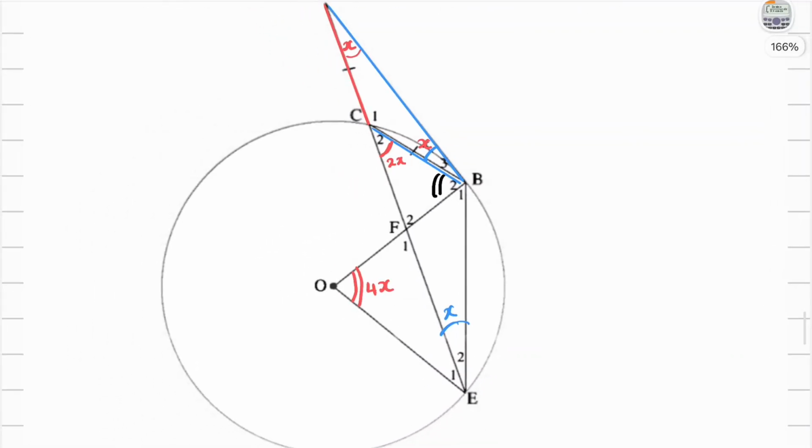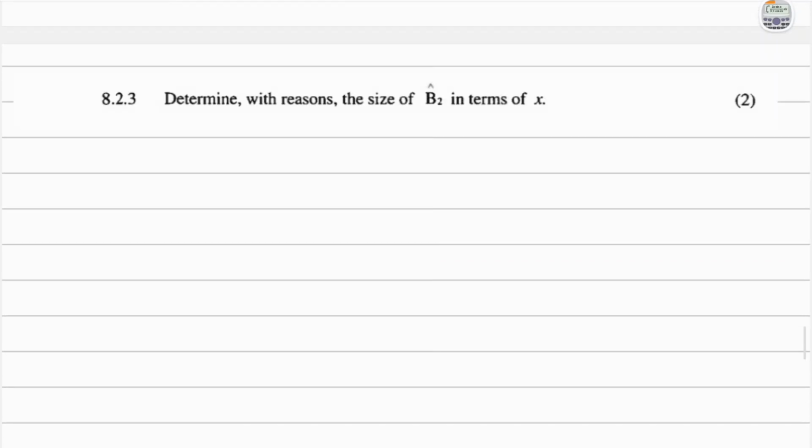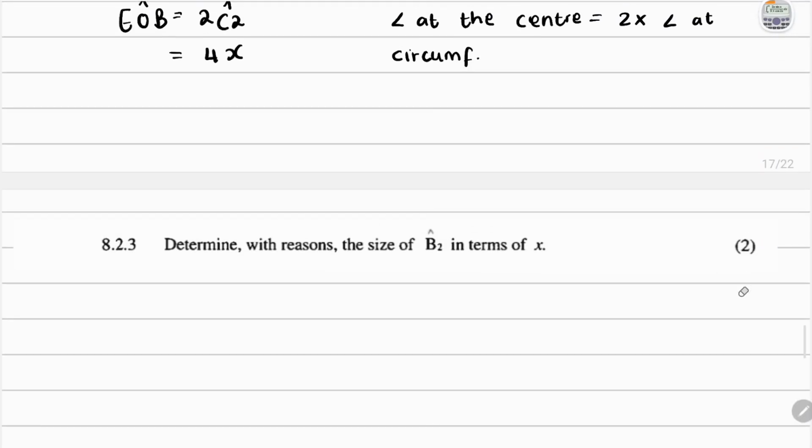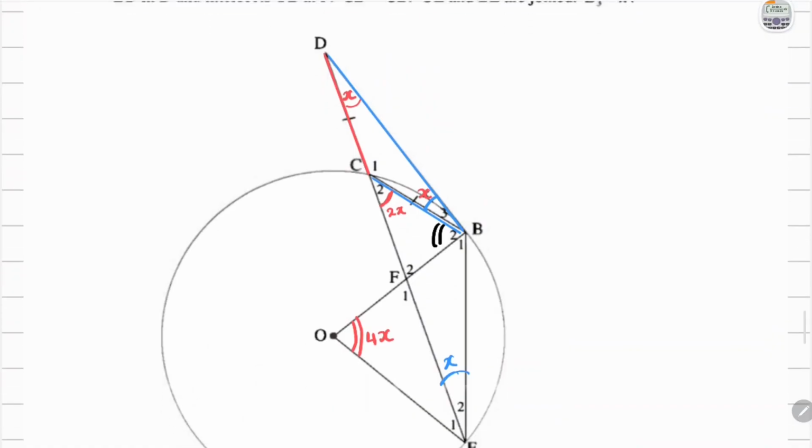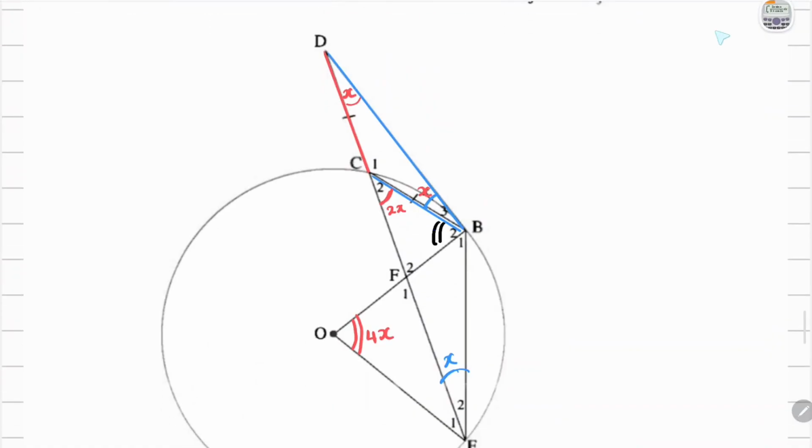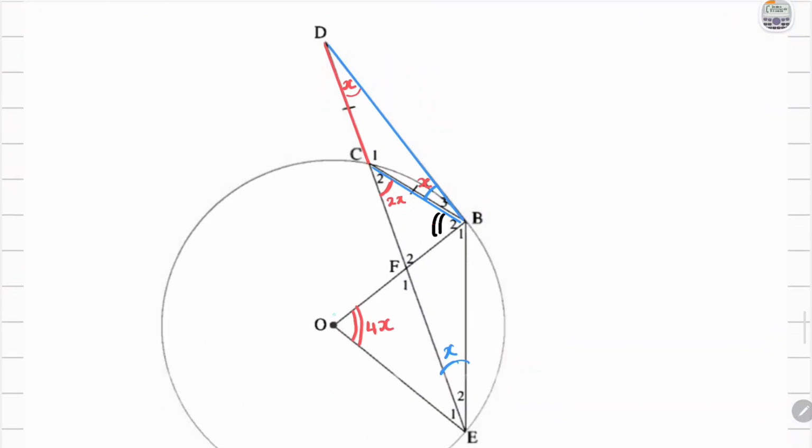What else can we see about this? Also, just check the mark allocation. It's only 2 marks. So it's something that's supposed to be a one-step process. So here's the thing. Notice that O is the center of the circle, and from O to B, that is a radius. Now, DB is a tangent. Now, what do we know about a radius and a tangent at their points of contact? They will be equal to 90 degrees.